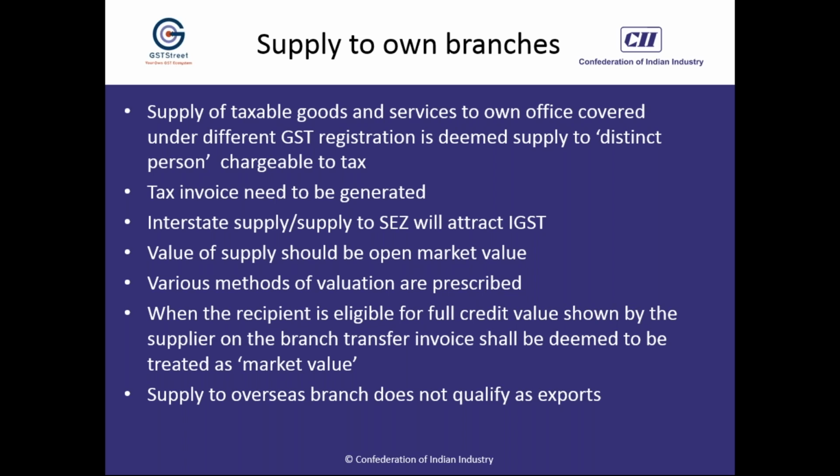And for that, you are required to follow all the norms, like generating a tax invoice, though it is an invoice on self. For GST purposes, you are required to create an invoice and show the taxes on that invoice, which will be IGST in all possibilities when the supply is between two states. If supply is within the same state between two verticals, then probably SGST and CGST will attract. Any interstate supply or supply to SEZ will attract IGST.